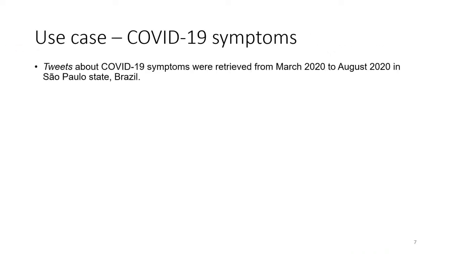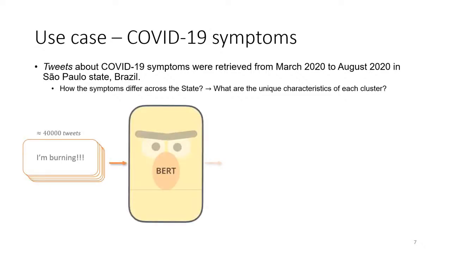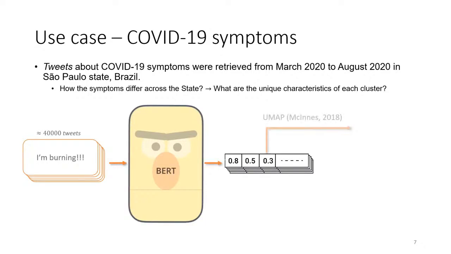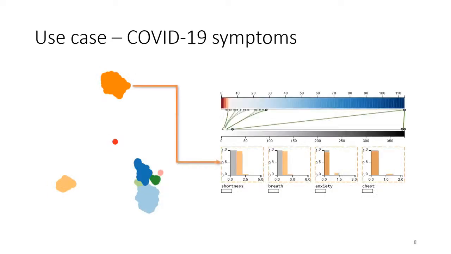For the use case, we use a tweet dataset about COVID-19 symptoms retrieved in São Paulo state, Brazil. We want to understand how the symptoms differ across the state and what are the unique characteristics. So we take the tweets and use the BERT language model to embed the dataset and use the embeddings to project it onto R2. Let's start our analysis on the dark allergic cluster.